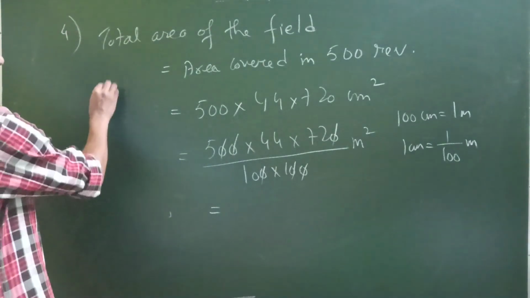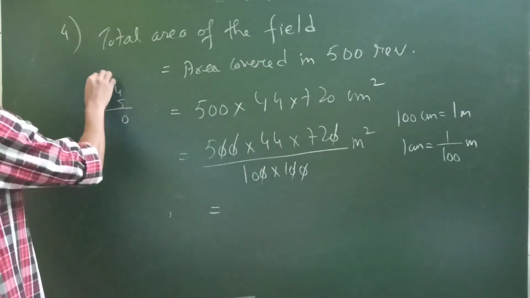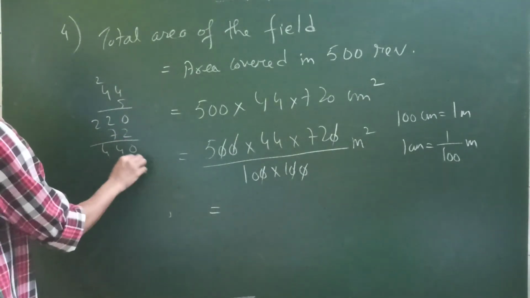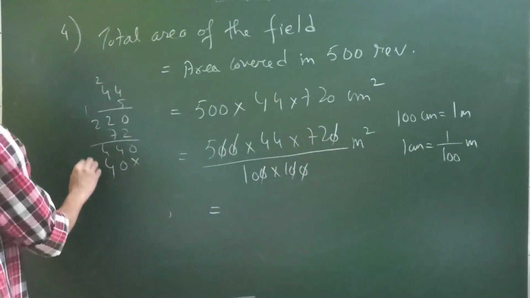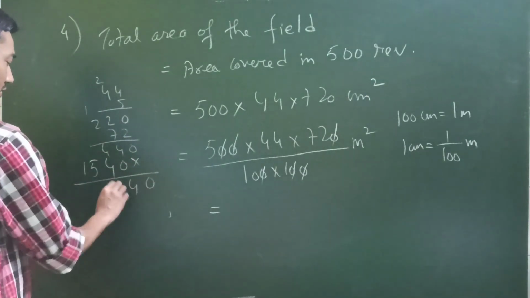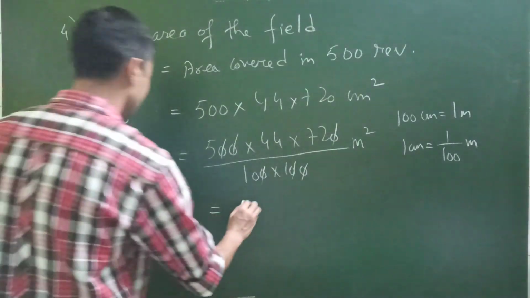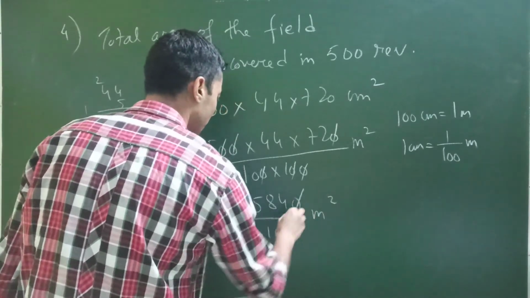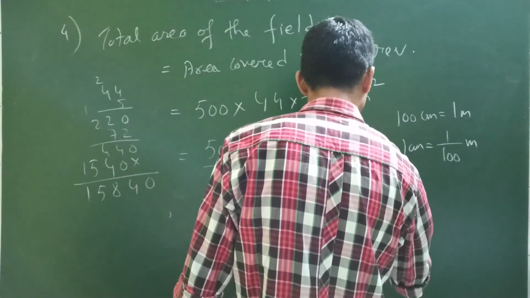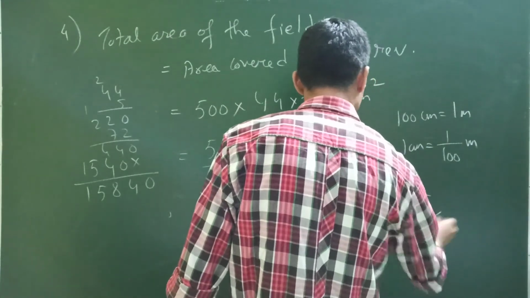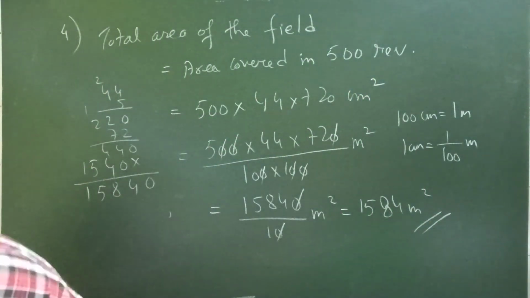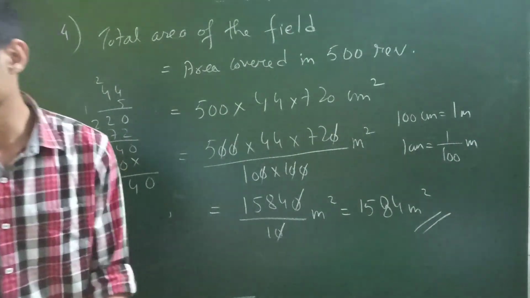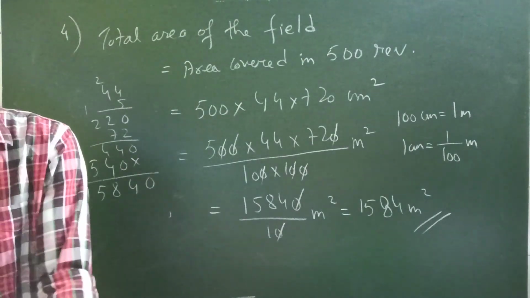So this is going to be 44 into 5, 5 fours are 20, that's 220. Into 72, which gives 15840 upon 10 meters square. The 10s cancel again. So 1584 meters square is the total area of the playground. Okay, so that is what the question is all about.